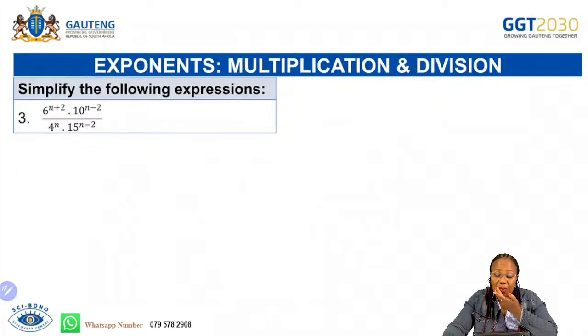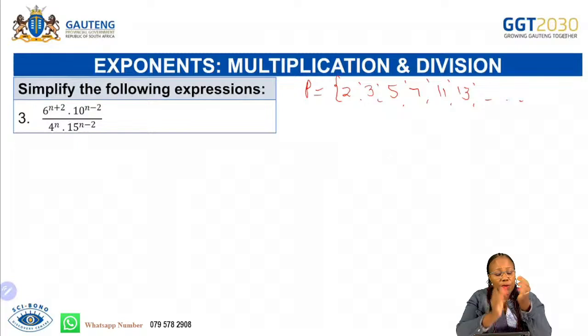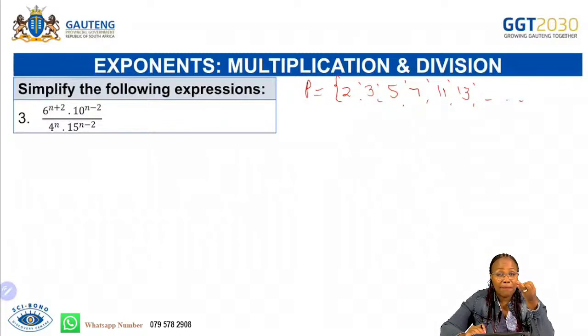And then we are still on multiplication and division. Remember, we said we are using prime bases, of which are 2, 3, 5, 7, 11, 13, and so forth, right? Now, if you look at this problem number 3, we have base 6, which is not a prime number. We have base 10, which is not a prime number. We have base 4, which is not prime. 15 is not prime. So the first thing that you need to do, grade 12, before you can consider multiplication and the rules, you must write your bases in prime bases.